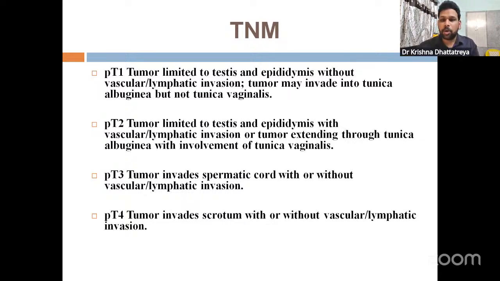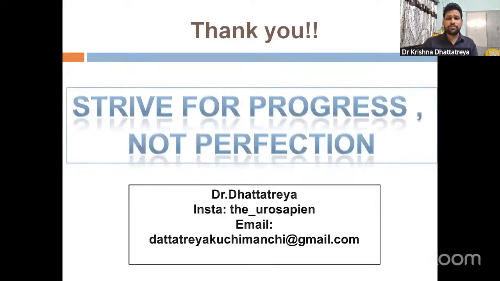If the spermatic cord is involved, it is T3. If the scrotal wall is involved, the scrotum is involved, then it is pathologically T4. For T3 and T4, it doesn't matter whether the vascular or lymphatic invasion is present or not. So this is about the TNM pathological T staging of the testicular tumor. These are the questions from the last year NEET super specialty examination.